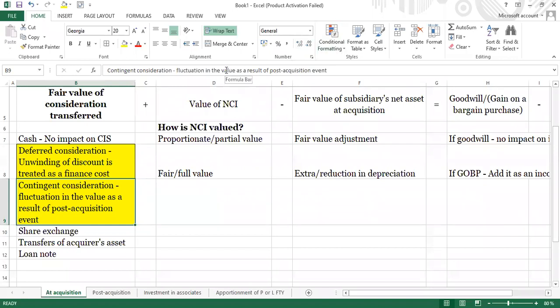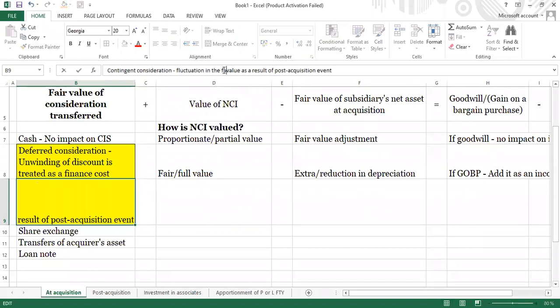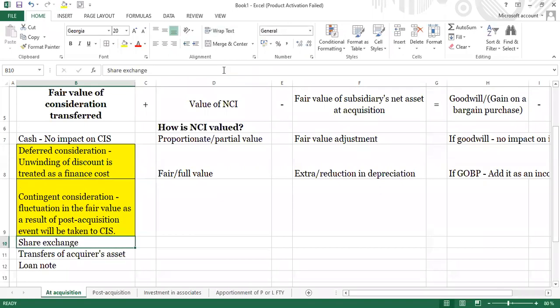The fluctuation in the fair value, let me write that in full. Fair value as a result of post-acquisition events will be taken to the consolidated income statement.